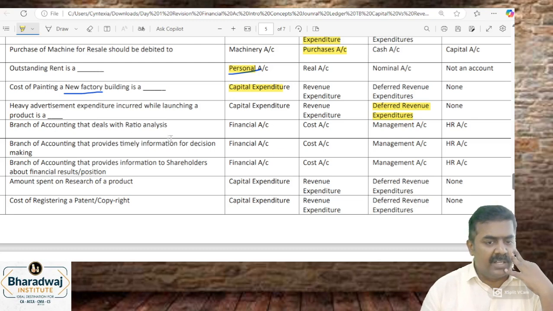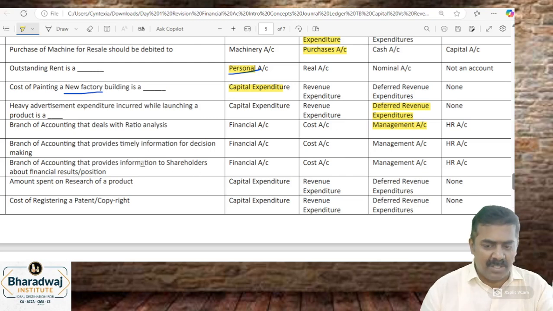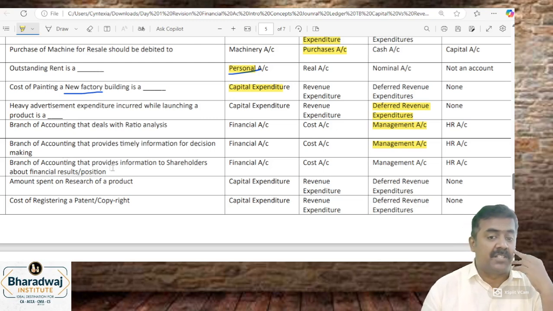Branch of accounting that deals with ratio analysis. You need to start those. Management accounting: ratio analysis, fund flow, cash flow, who will do these? Budgets are all done by management accounting. Branch of accounting that provides information for decision making is also management accounting. Branch of accounting that provides information to the shareholders about financial results and position, financial accounts.